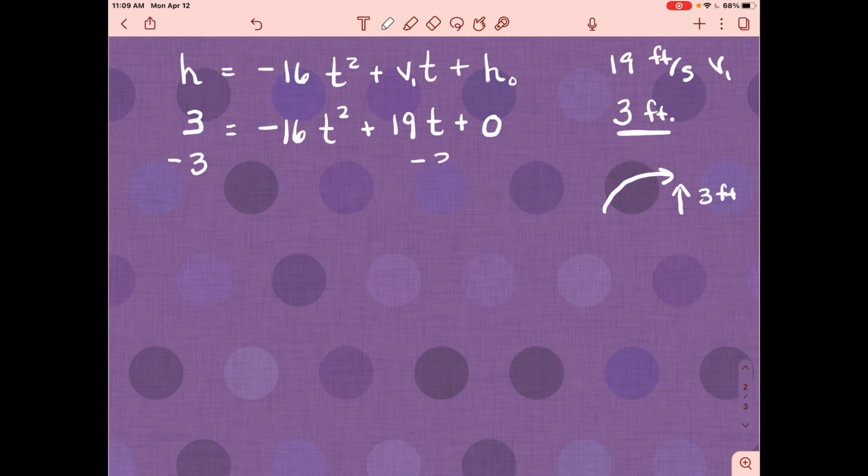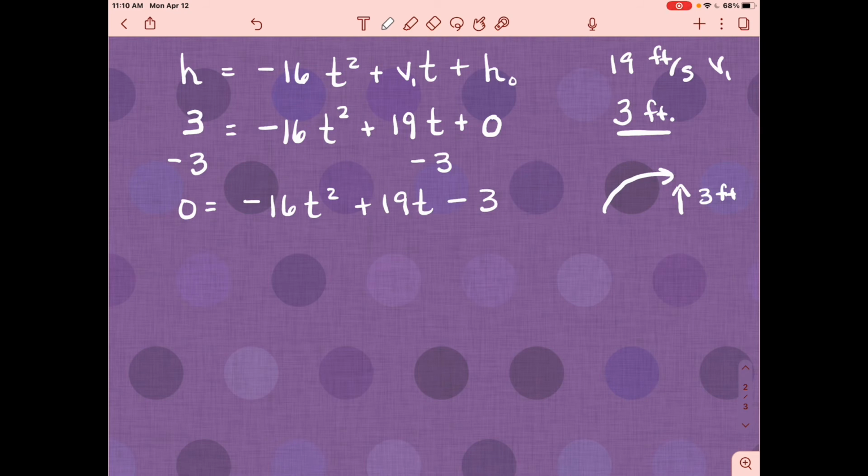So we're going to subtract 3, and we're going to end up with 0 equals negative 16t squared plus 19t minus 3. If we can factor this into 0 equals parentheses binomial times parentheses binomial, we'll have two things that we can equal 0 and solve. So let's try factoring this.